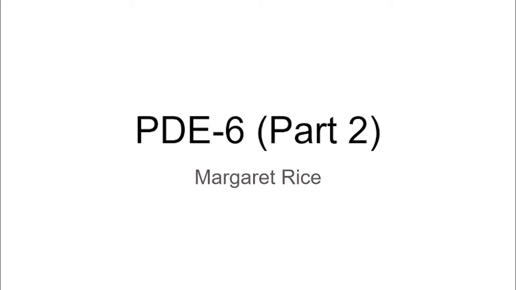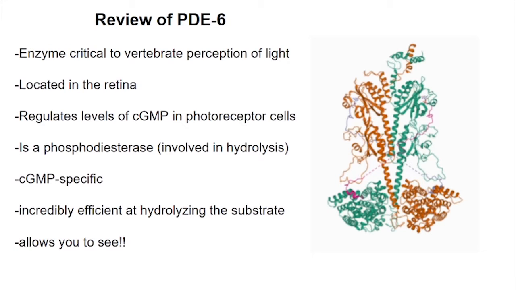So in case you forgot some of my very compelling video from last month, I just want to take a moment to revisit some key information about my enzyme, which is good old PDE-6. So this is a phosphodiesterase, which means that it cleaves bonds through hydrolysis, and it's critical to the vertebrate perception of light. So consequently, we find it in the retina.